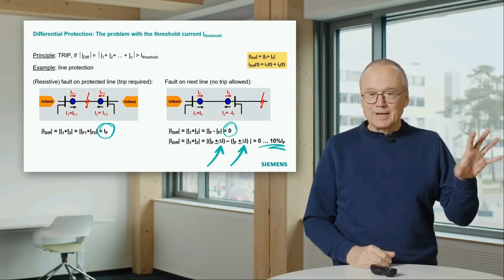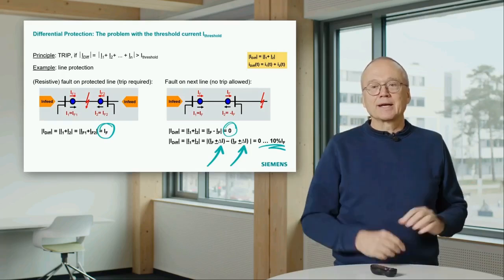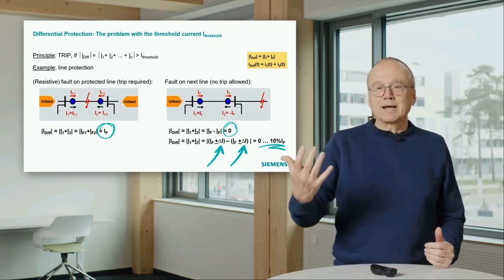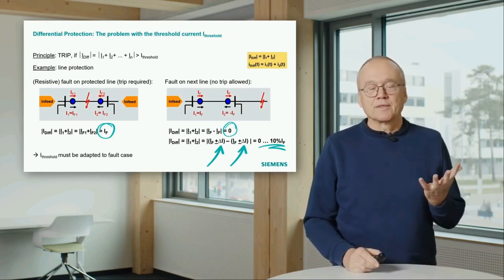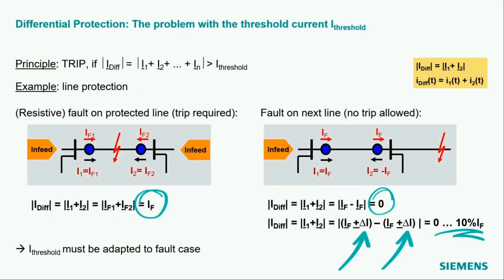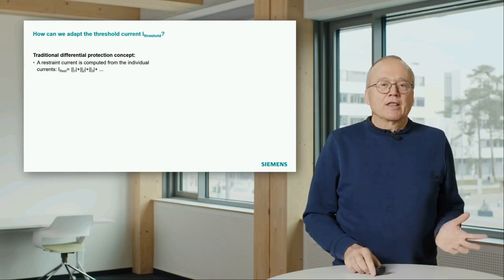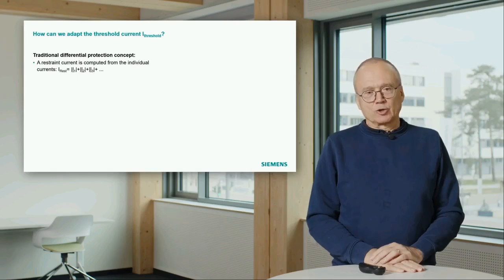That means on the left case we said it must be lower than 300 amps, and on the right side we say it must be higher than 1000 amps, and the result of that is this threshold value must be adapted to the fault case. That means in differential protection we calculate the differential current and compare it with a value which has to be adapted to the fault case. And there are different possibilities to do that.